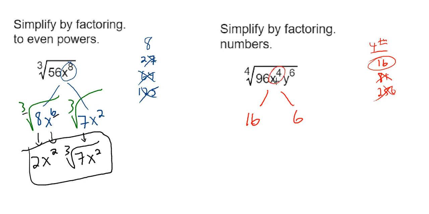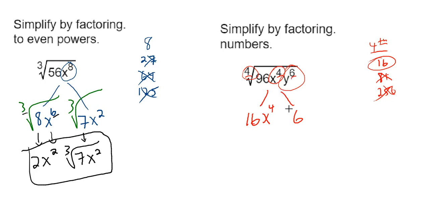For x to the 4th power, that power of 4 can be divided by the root of 4. So all of the x is good because all 4 powers of x will simplify nicely with that 4th root. So I'm putting all 4 powers of x into the good pile. But that's not the case with y, right? 6 cannot be divided by 4. So those don't divide evenly.